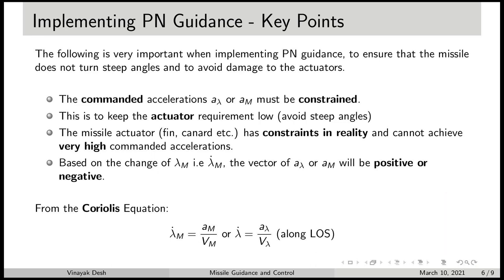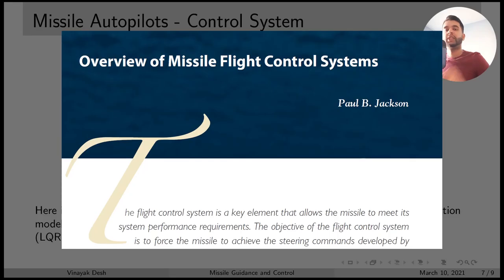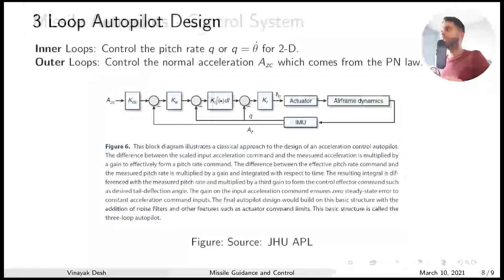Here is a simple autopilot command. It's a multi-loop structure, so we'll be using the three-loop autopilot structure here, which is very important. You can design this with root locus or PID control any way you want. So here is your loop autopilot which we'll be using. You have to get AZC, that's your normal acceleration perpendicular to velocity.